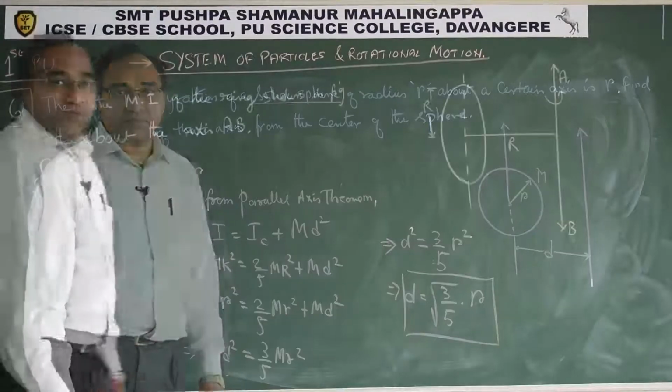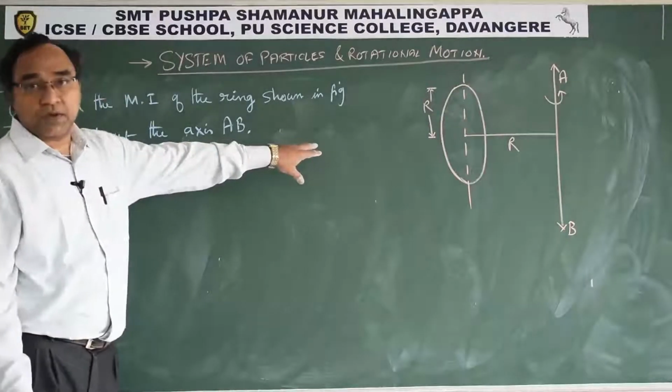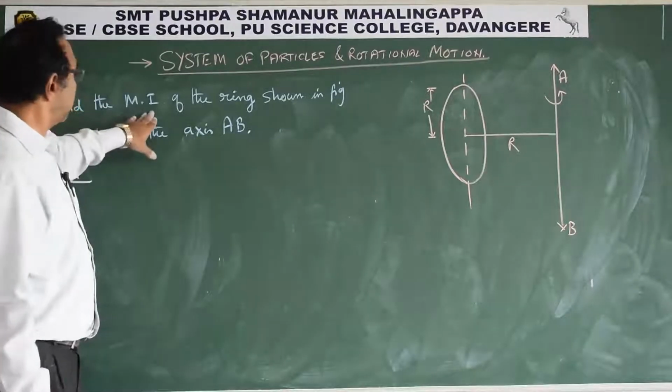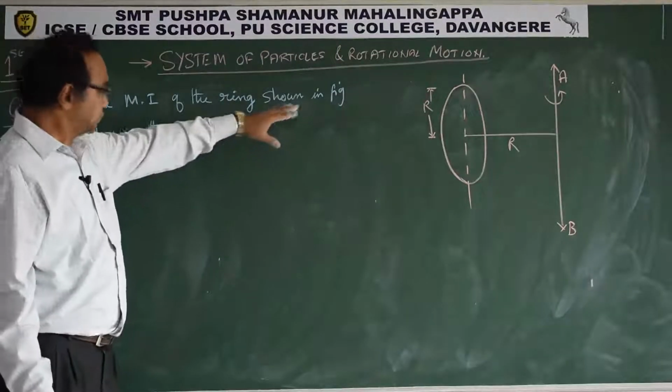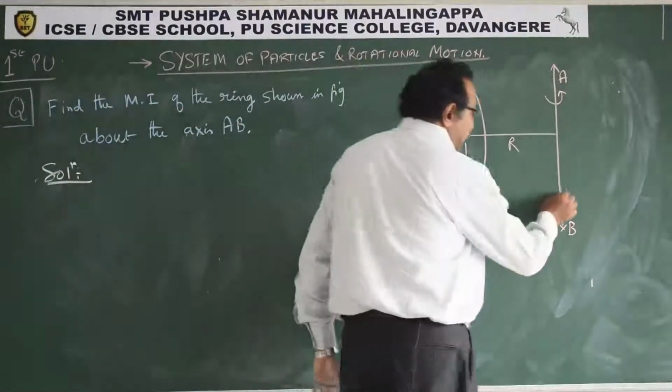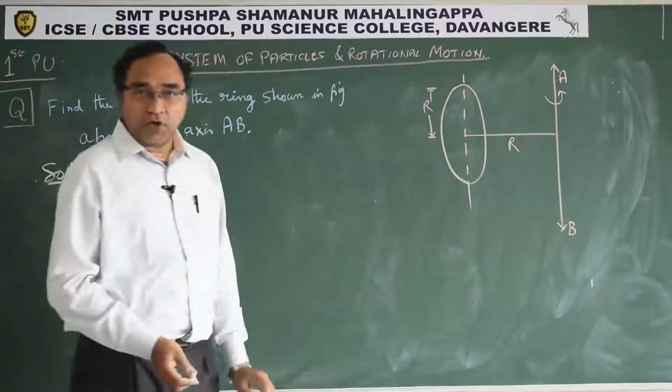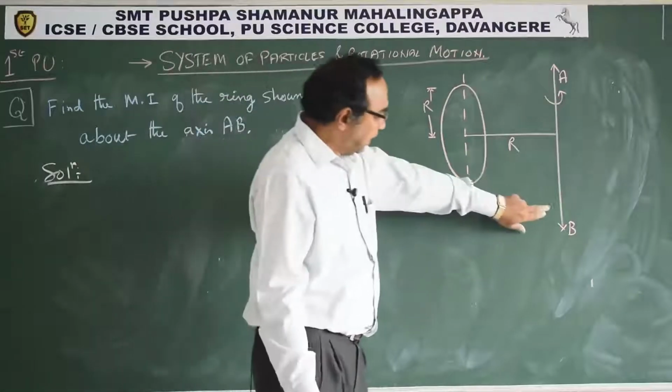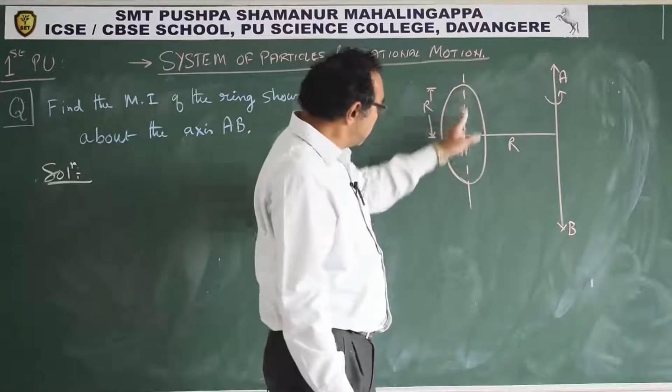Well students, see this question. This is a very typical question. Find the moment of inertia of the ring shown in figure about the axis AB. About this axis we have to find. Please observe, the given axis is parallel to diameter.